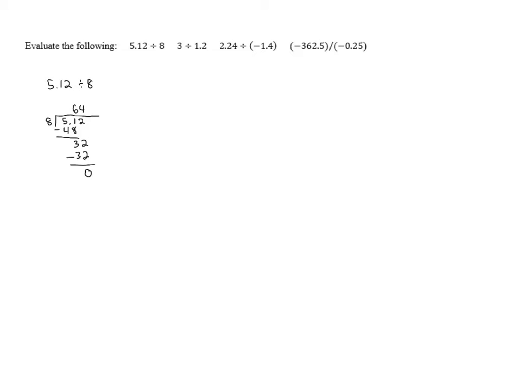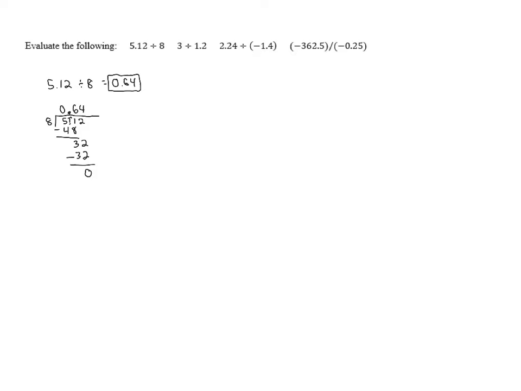And so our answer is not 64, because we've got to deal with a decimal point. But if we bring the decimal point straight up from where it is and put it in the answer, that's where it's going to go. And we put a 0 out front to make it look nice. So our answer is 0.64.